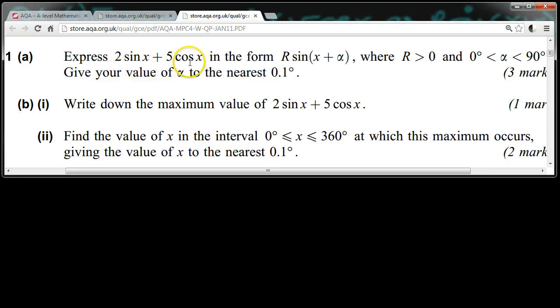Express 2 sine x plus 5 cos x in the form r sine (x plus alpha), where r is greater than 0 and alpha lies between 0 and 90 degrees. Give your value of alpha to the nearest 0.1 degree. Write down the maximum value of 2 sine x plus 5 cos x. Find the value of x in the interval between 0 and 360 degrees at which this maximum occurs, giving the value of x to the nearest 0.1 degree.